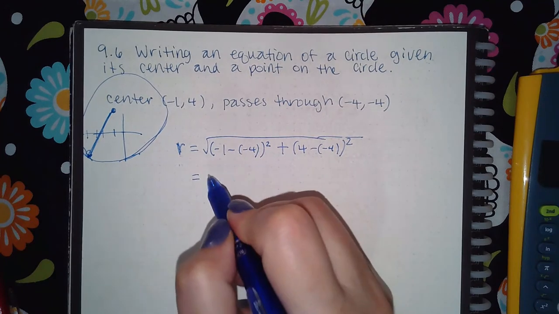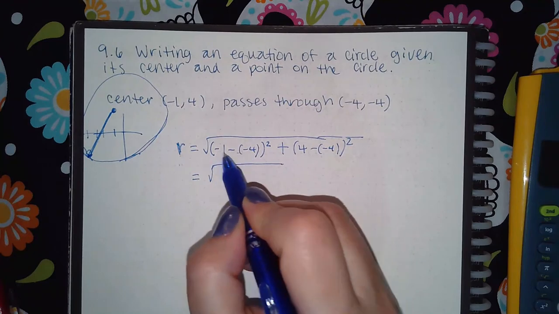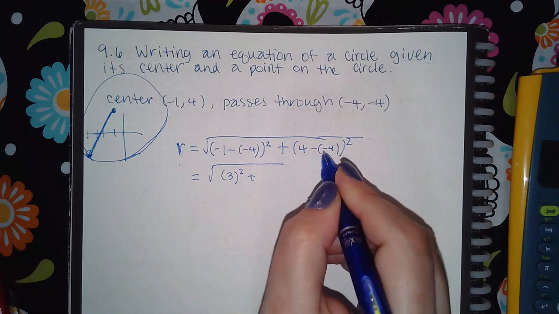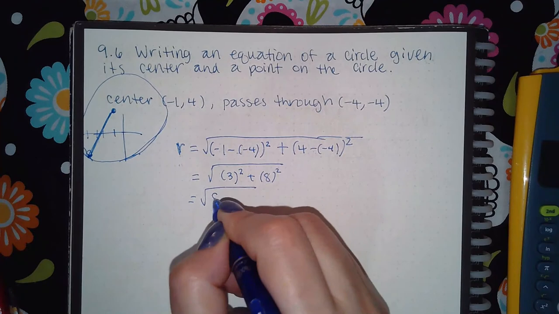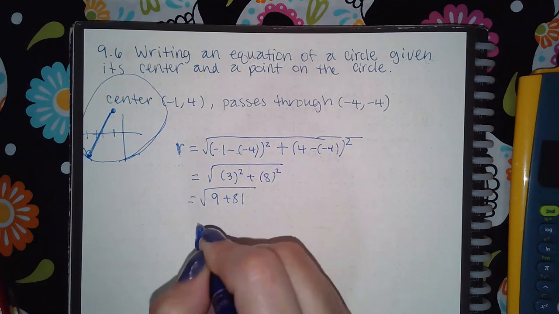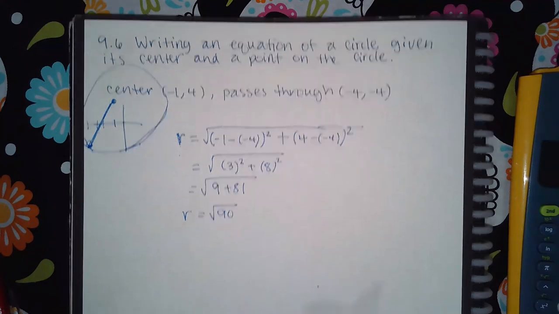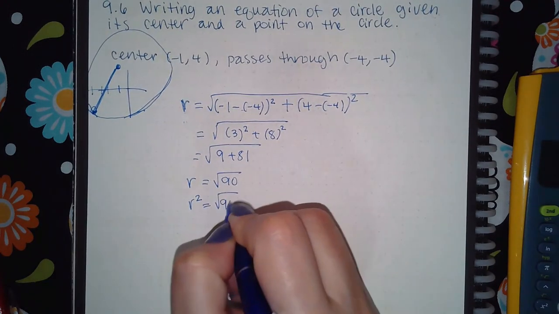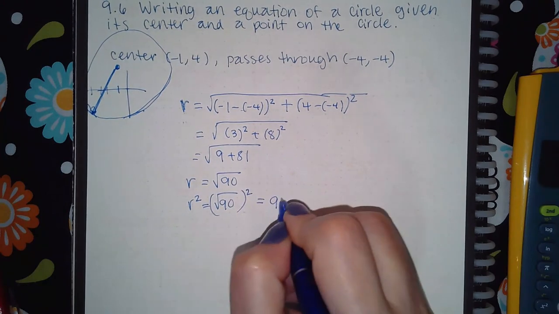So let's go ahead and do this. This becomes plus, so -1 plus 4 is +3. And then this becomes plus, so you get 8 squared. So you get 9 plus 81, which is the square root of 90. So r equals the square root of 90. So then what would r squared be? It would be the square root of 90 squared, which is just 90.